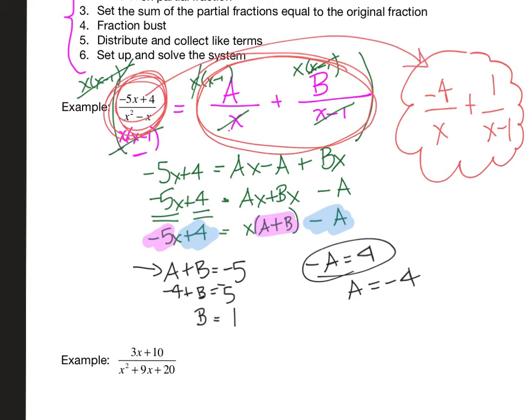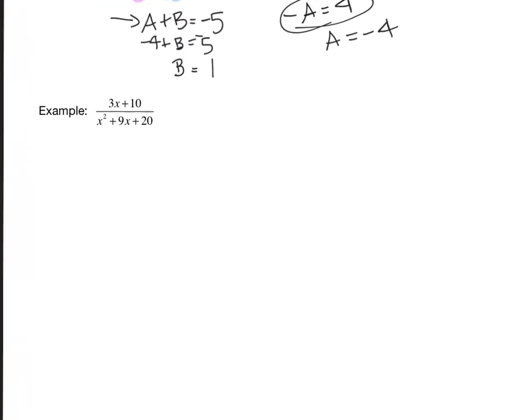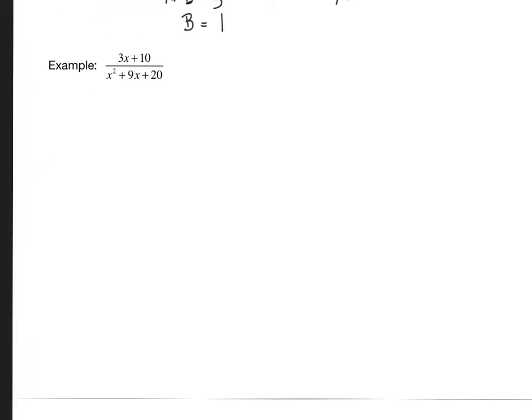Okay, let's try another one, with the exact same steps. Here's example number 2. Step number 1 is to factor this denominator, which is x plus 5 times x plus 4. Then write your partial fractions. I'm going to have 2 of them because I have 2 different denominators here. I'm going to call this a and this b.